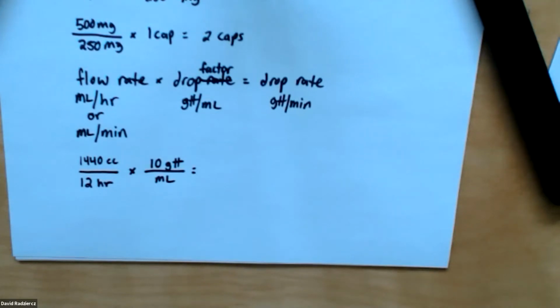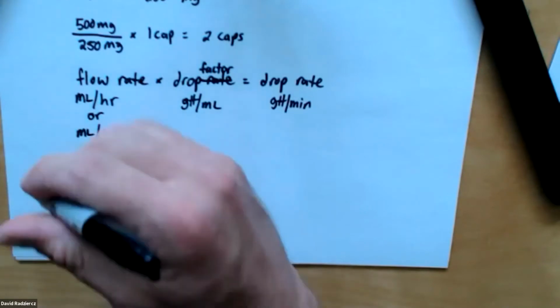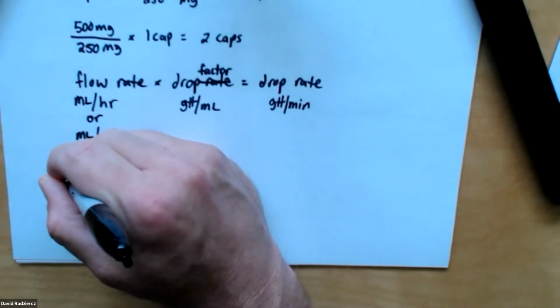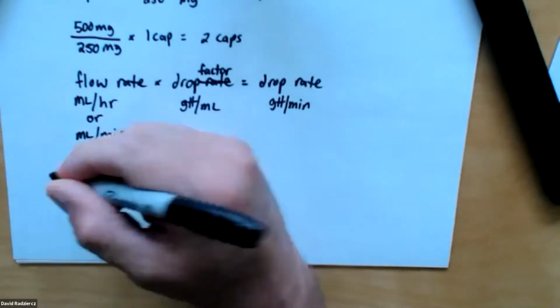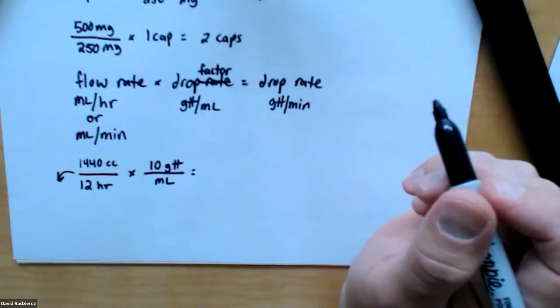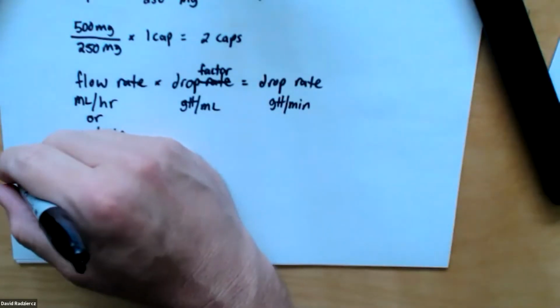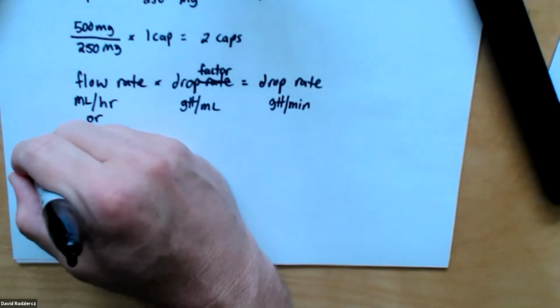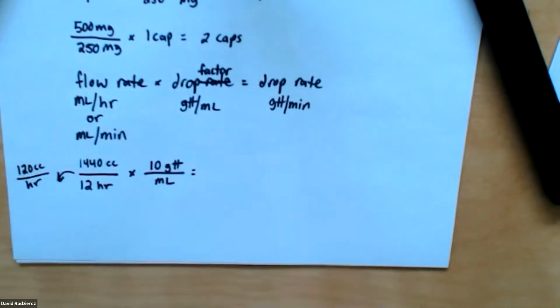Yeah, 120. Thank you. So for this ratio, I'm just kind of diverting from my typical strategy of doing dimensional analysis. This is 120 cc per hour. Okay. So you can do it that way.